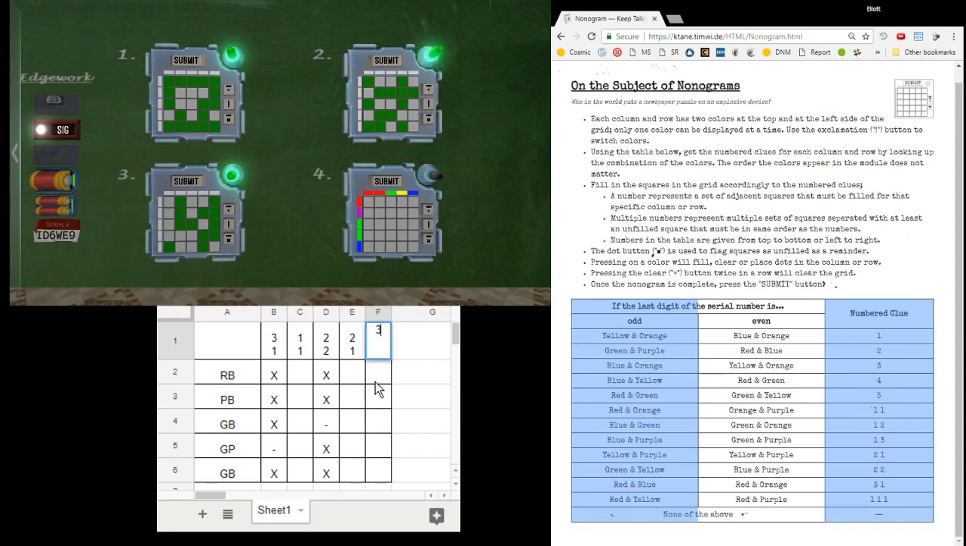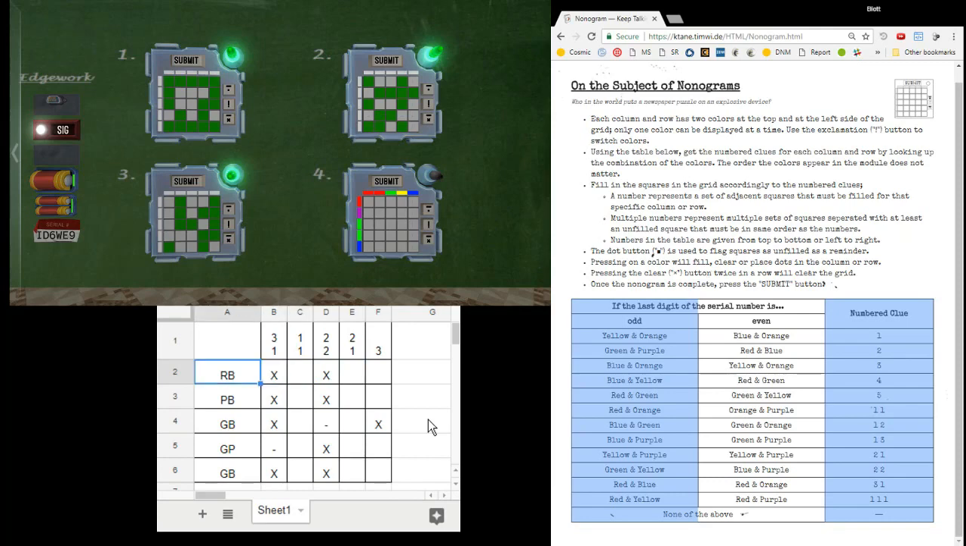Blue, orange is 3. With a 3, it's either the top 3, the middle 3, or the bottom 3. Either way, you're marking this middle square no matter what. So a 3 does give us some information.